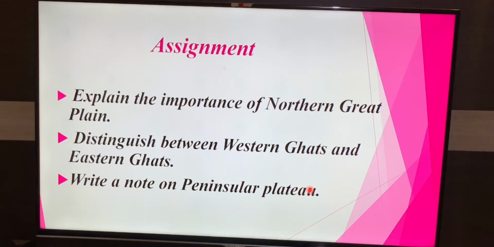Aravalli range is the oldest fold mountain, lying in the northwest. Guru Shikhar is the highest peak on the Abu hills of the Aravalli range. Vindhya range lies along the northern edge of the Narmada valley. The Satpura range runs in an east and west direction south of Vindhya, between the Narmada and Tapti rivers. These are the points you have to write about Peninsular Plateau.